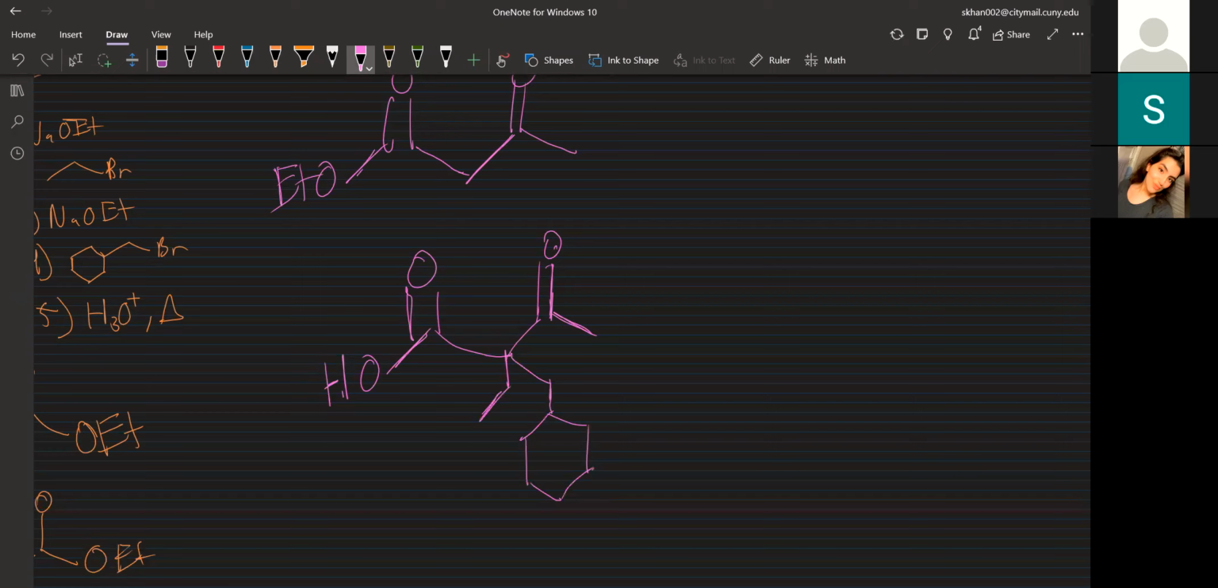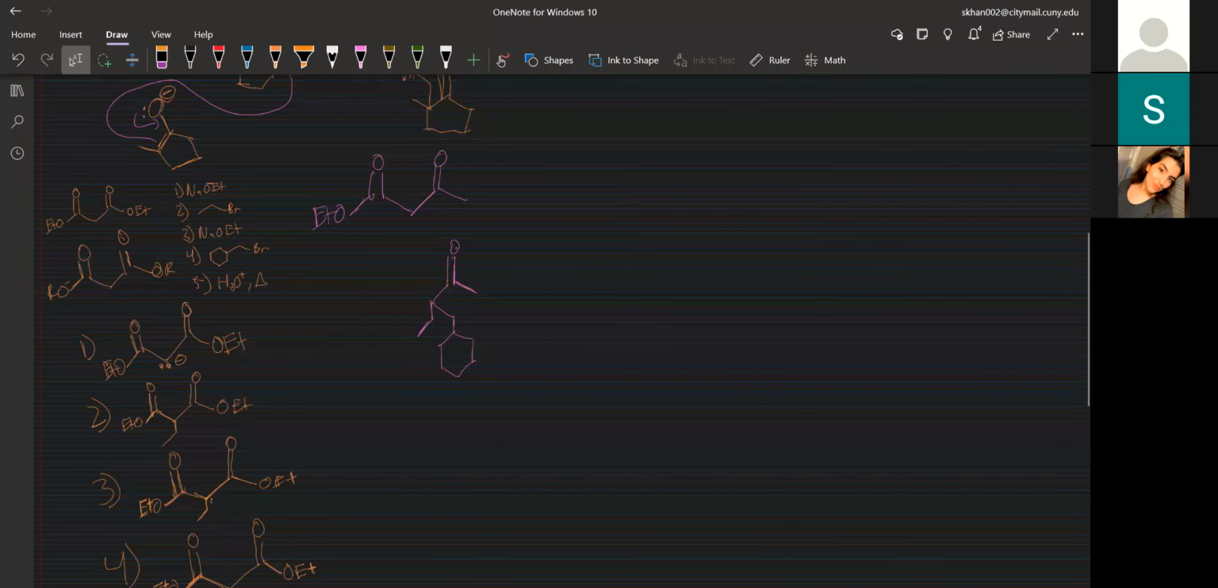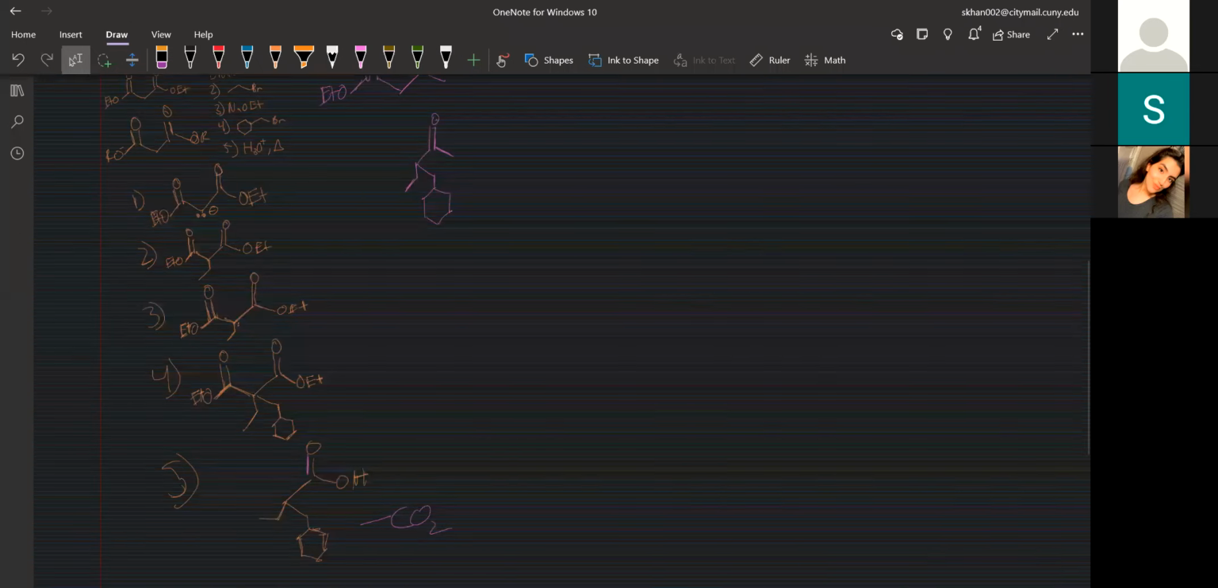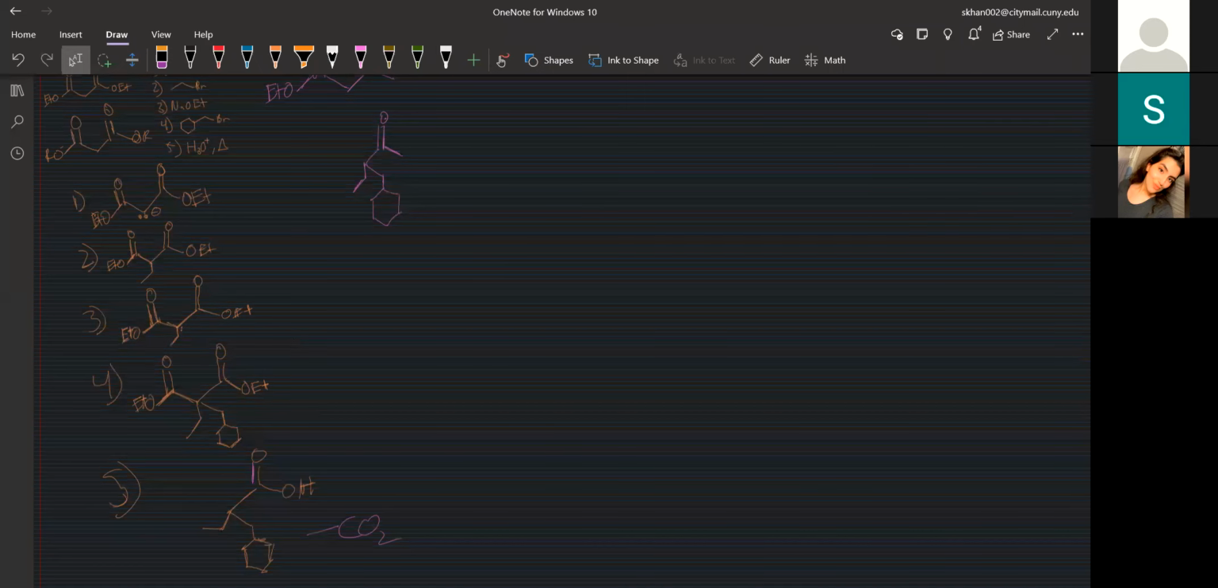Right. This is our carboxylic acid, right? And then obviously after that ends, the heat decarboxylates it, and you get your final product, which is just, like I said, the main difference between acetoacetic and malonic is the functional group at the end. Here you get a carboxylic acid, there you get a ketone, right? That's the main difference.